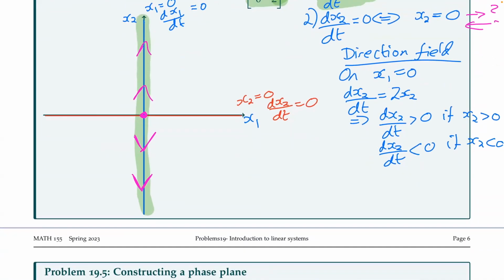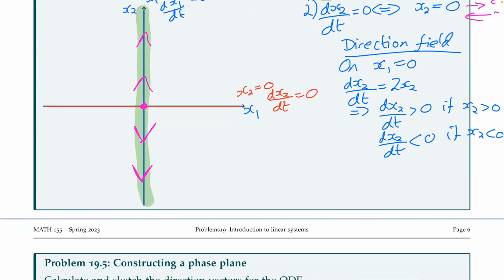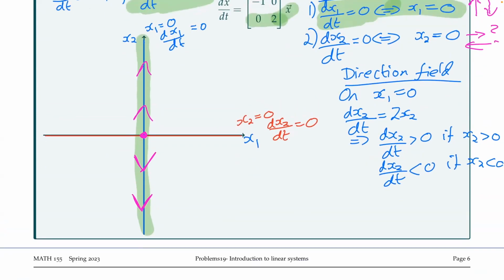We now need to think about our second nullcline. We do exactly the same. So on our second nullcline, that was this nullcline here, x2 is equal to 0. Let's think about what happens on this nullcline. We know that dx2 dt is going to be equal to 0 by definition. But what happens to dx1 dt?